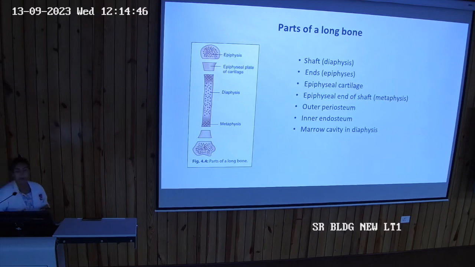Then you have perichondrium, periosteum and endosteum. So what is periosteum? That is the lining present on the outer side of the bone, the periosteum, and the inner lining where the marrow cavity is present will be the endosteum.